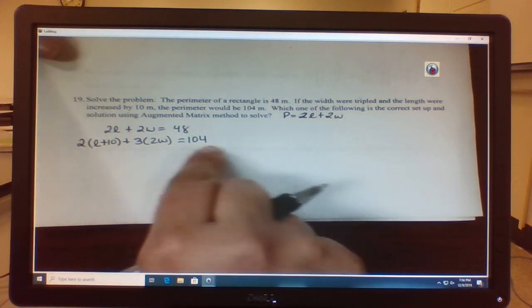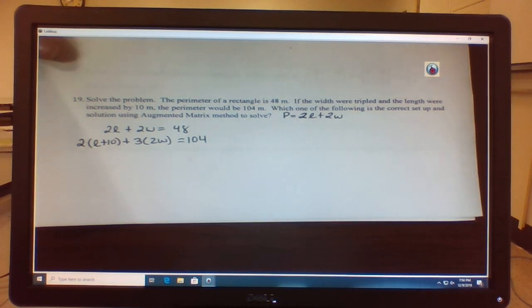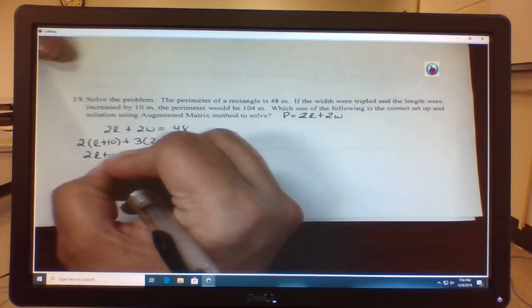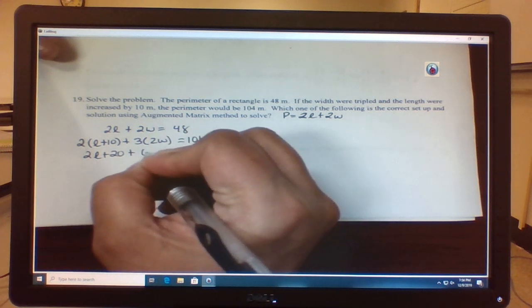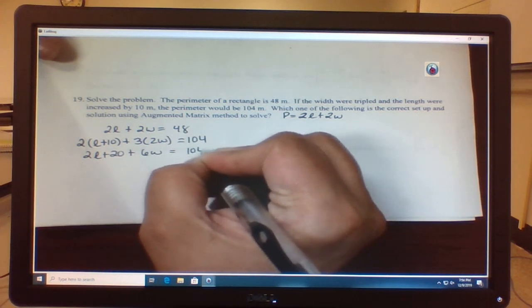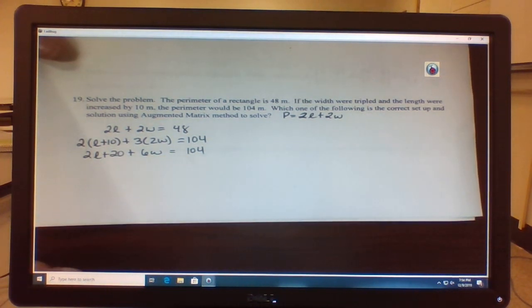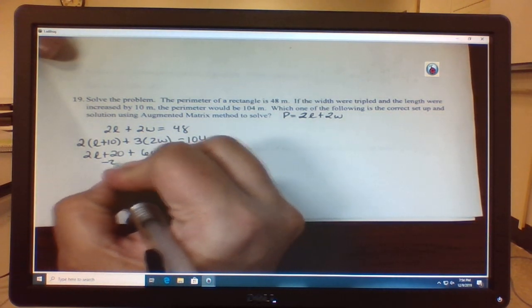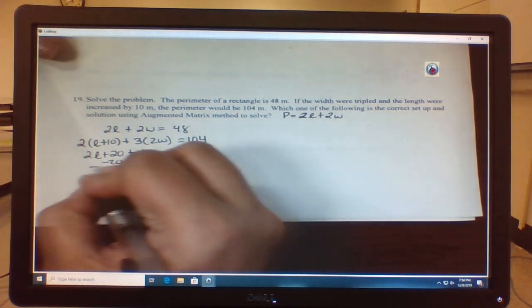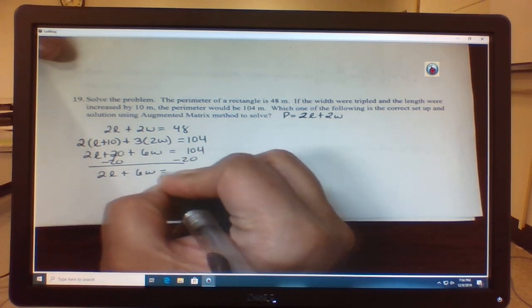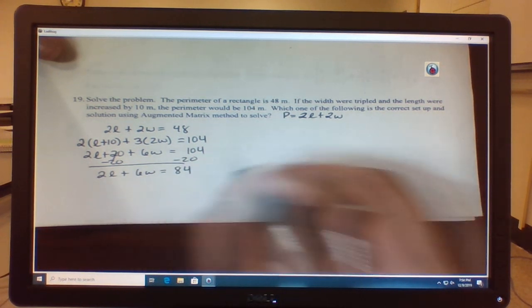Now, I have to do some work down here. I have to distribute the 2 to the L and the 10, so it becomes 2L plus 20 plus 6W equals 104. Who's in the wrong place from here? The 20. So I have to subtract the 20. And I get 2L plus 6W equals 84.